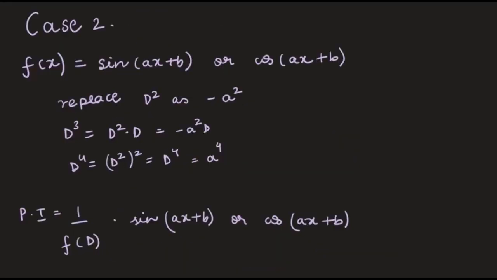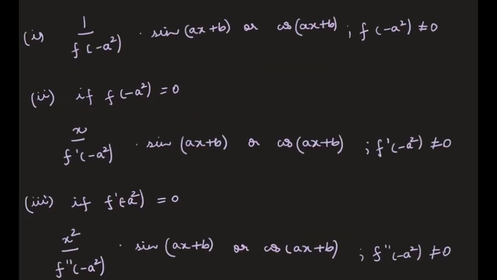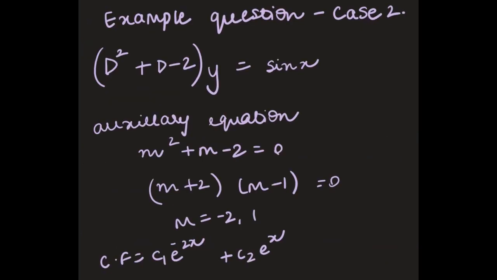In case 2, f of x is equal to sin ax plus b or cos ax plus b. Here we substitute d square with minus a square, as long as f of minus a square is not equal to 0. If it is, we use the derivative and multiply with powers of x as we did in the first case. Let us consider an example.